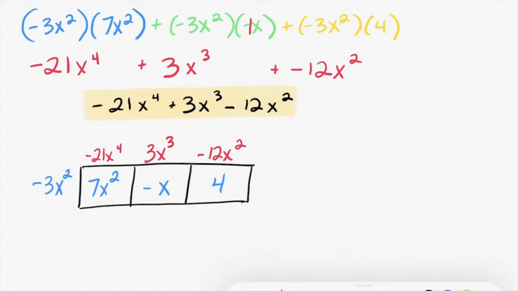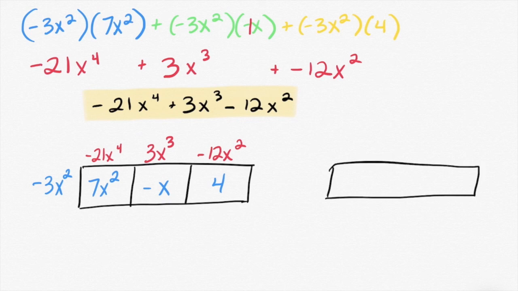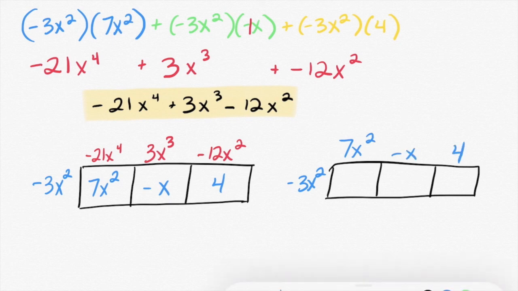Some people, when they write this out, these science nerds like to write it as though it is a Punnett square. They put the negative 3x squared out in front, and then they put the problem along the top. And inside the squares, they put the result of multiplication, just like you. It's sort of like a math Punnett square, I guess.